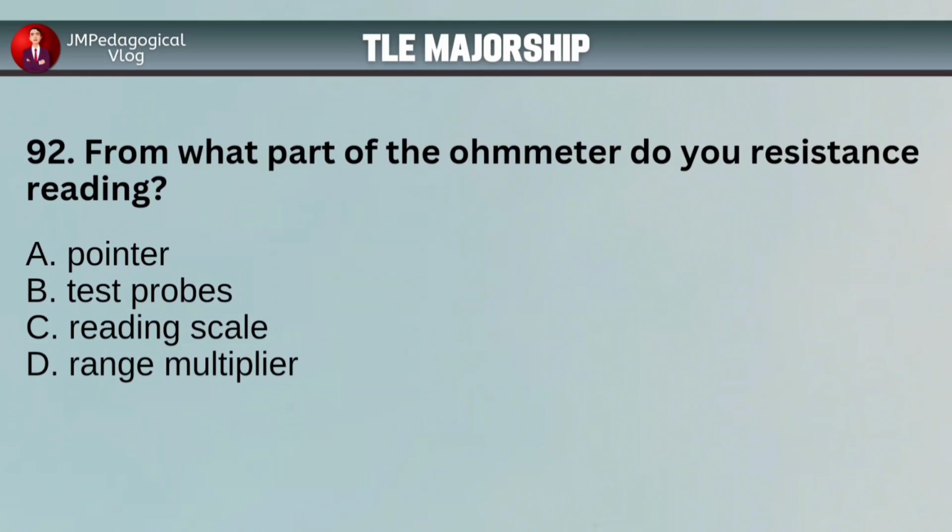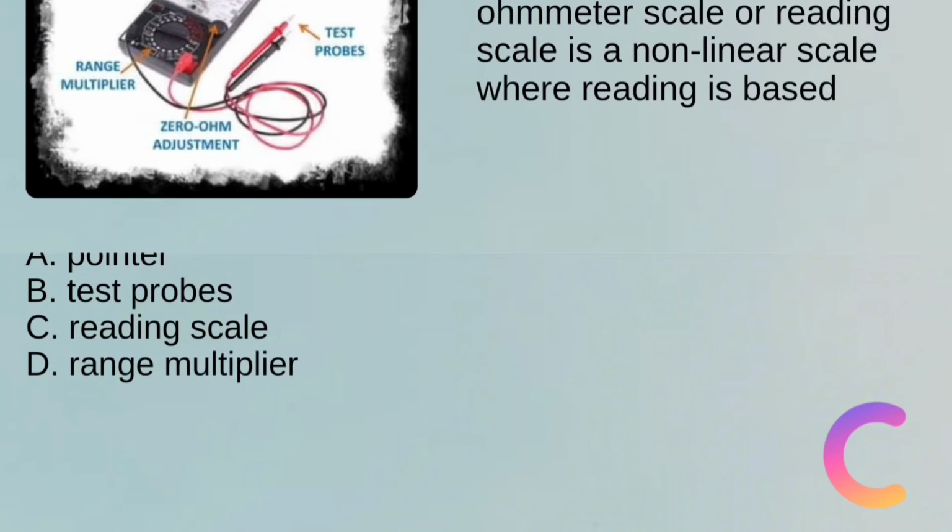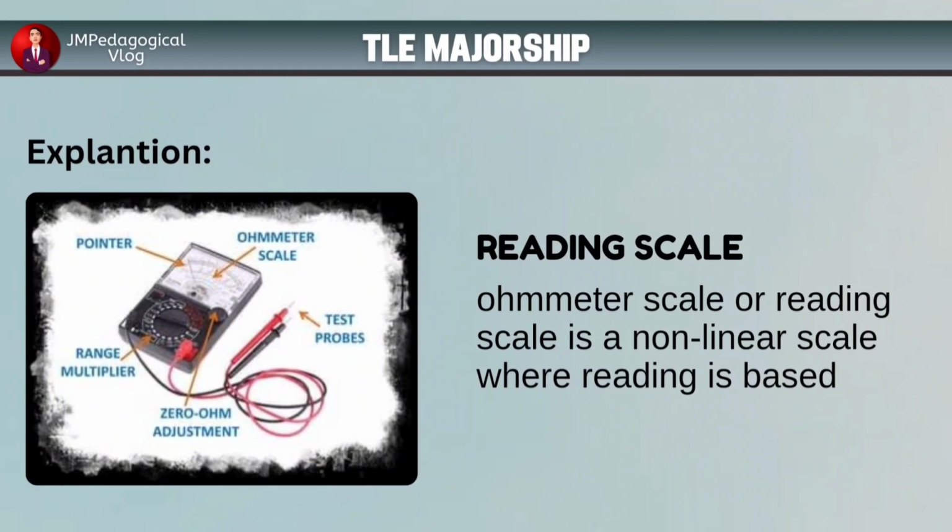92. From what part of the ohmmeter do you read the resistance? A. Pointer. B. Test probes. C. Reading scale. D. Range multiplier. C. Reading scale. Explanation. The ohmmeter scale, or reading scale, is a nonlinear scale where the reading is based.